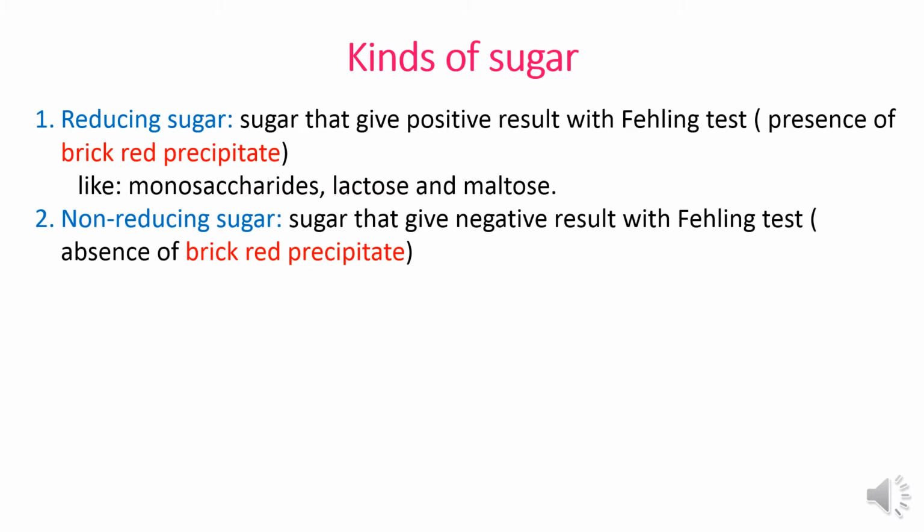Non-reducing sugar, sugar that gives a negative result with the Fehling test, the absence of a brick red precipitate. Non-reducing sugars are like sucrose and polysaccharides.